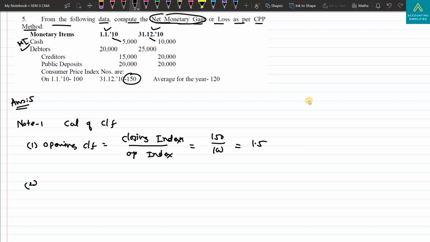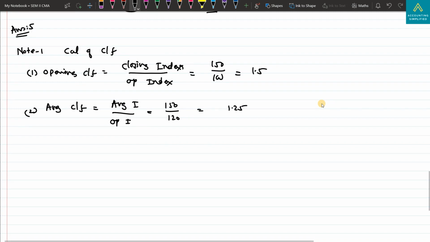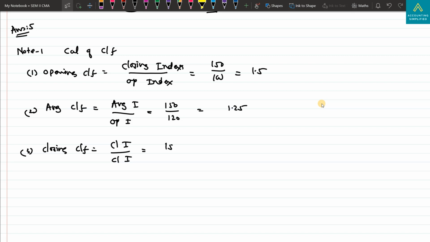Second, average conversion factor is equal to average index divided by opening index, right? In examination you need to write everything clearly, index, not I. So it is 150 divided by average, which is 120, so it comes to 1.25. And third, closing conversion factor is equal to closing index divided by closing index, so 150 divided by 150 is 1, right?